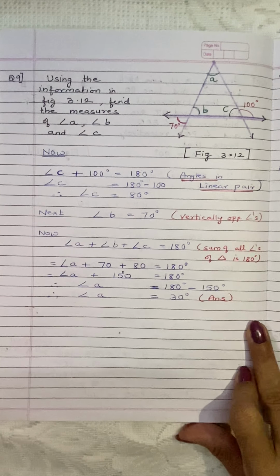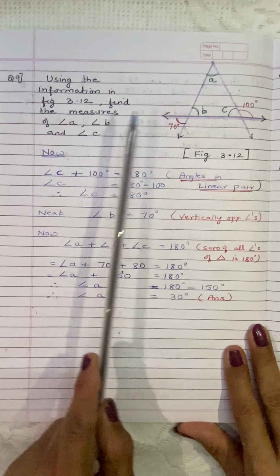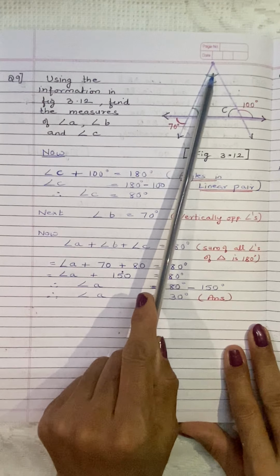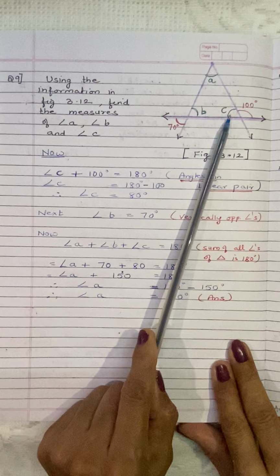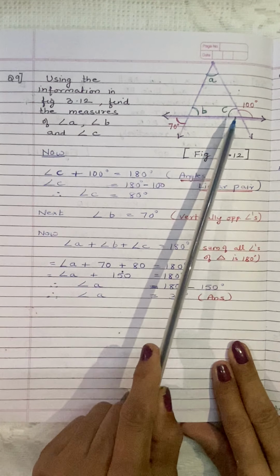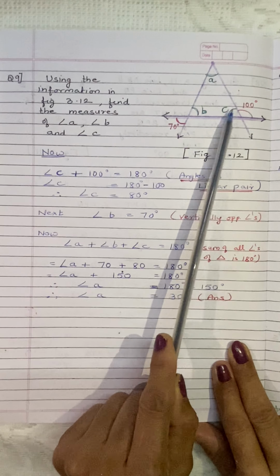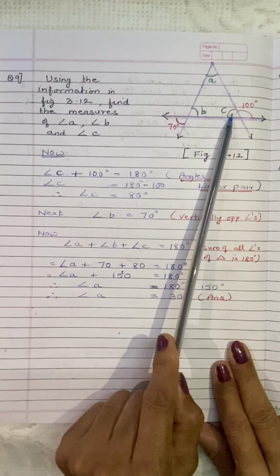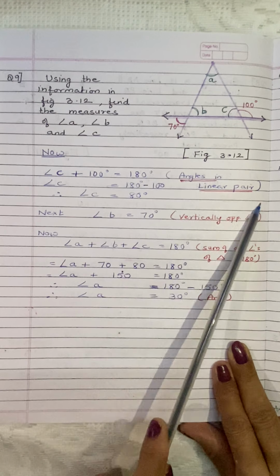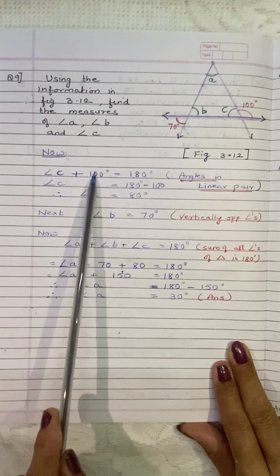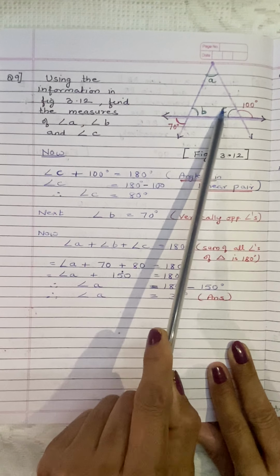Question number 9. Using the information in figure 3.12, find the measures of angle A, angle B and angle C. Now if you look at angle C and the 100 degree angle, they are angles in a linear pair and they measure 180 degrees. So angle C plus 100 is equal to 180 degrees. So angle C is equal to 180 minus 100. Therefore angle C is equal to 80 degrees. Now we found the value of this angle is 80 degrees.